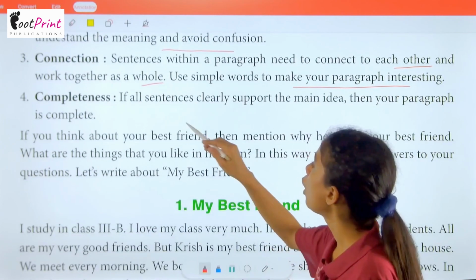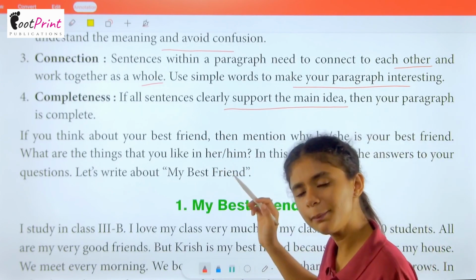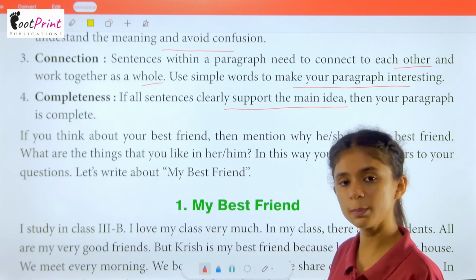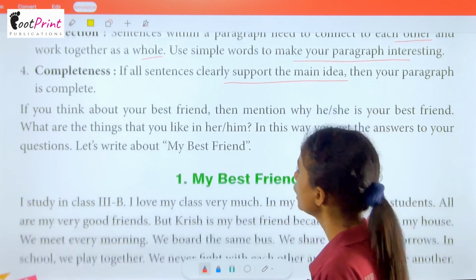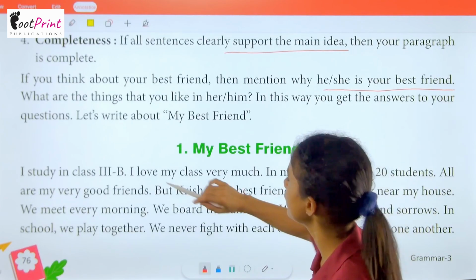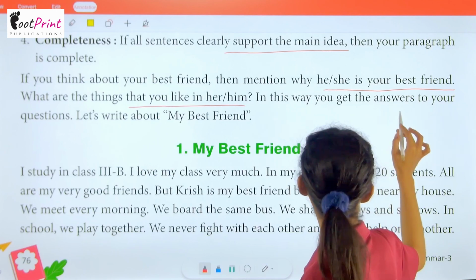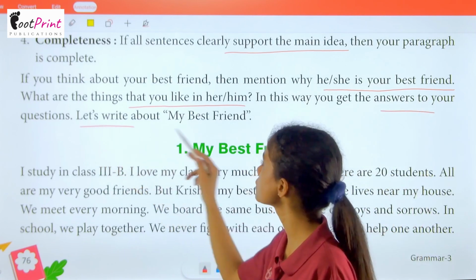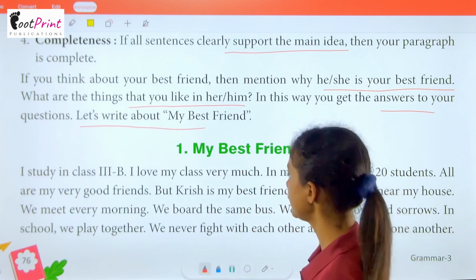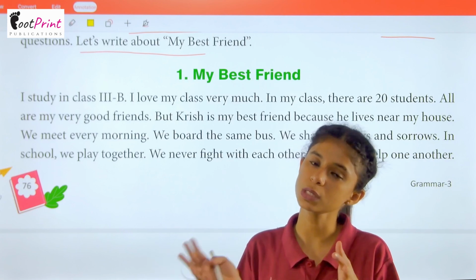Completeness. If all sentences clearly support the main idea, then your paragraph is complete. If everything is going around the same idea, it will be complete. If you think about your best friend, then mention why she is your best friend. What are the things that you like in her or him? In this way, you get the answer to your questions. Let's write about my best friend. It is going to be a paragraph, and just like this, you can write paragraphs about other topics also.